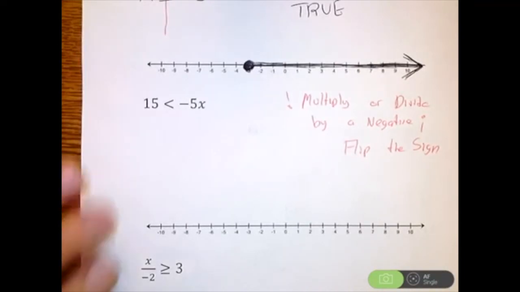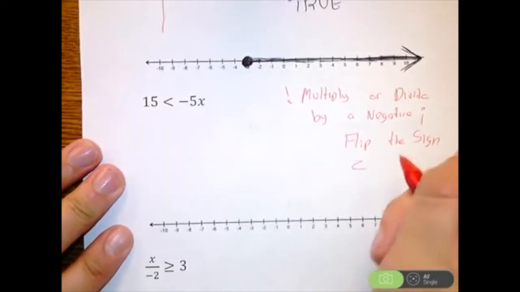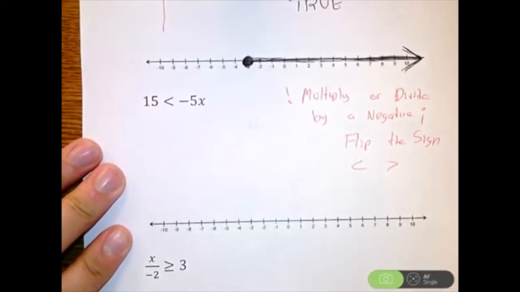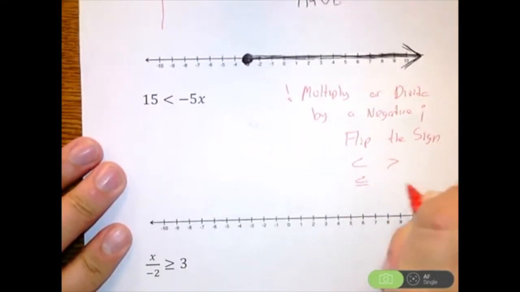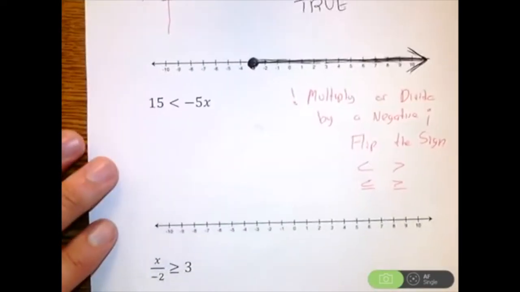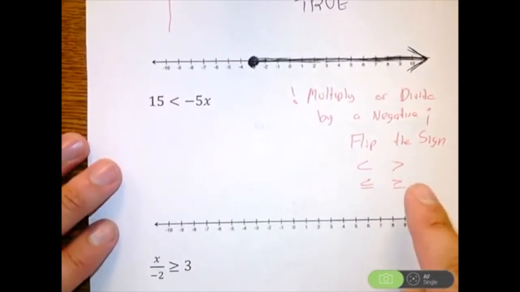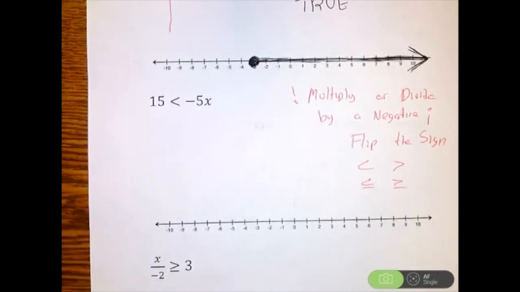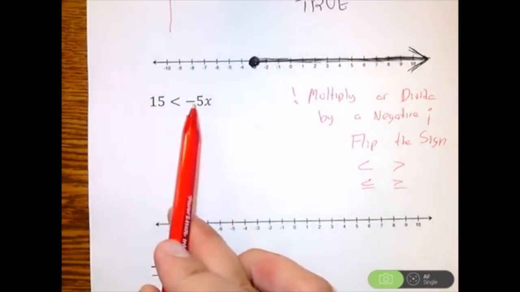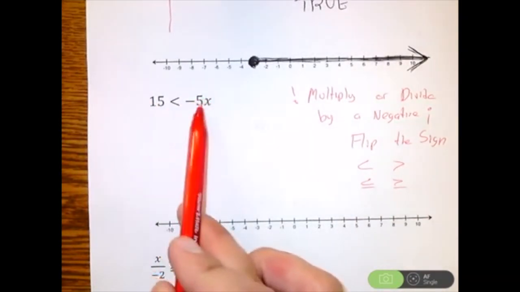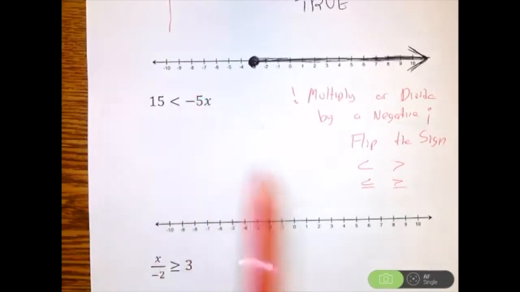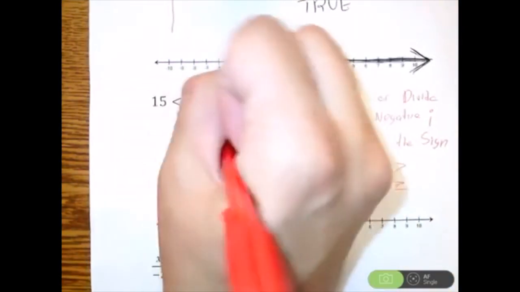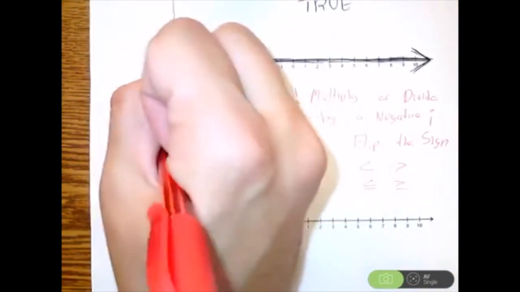Okay? What I mean by that is if it's opening to the right, keep it the same, but just open it to the left. So if it was a less than or equal to, it changes to a greater than or equal to. So if you multiply or divide by a negative, flip the sign, flip the inequality. So 15 is less than negative 5x. Got to get this x by itself. So we got to get rid of this negative 5. So that means I'm going to divide by negative 5, divide by negative 5.